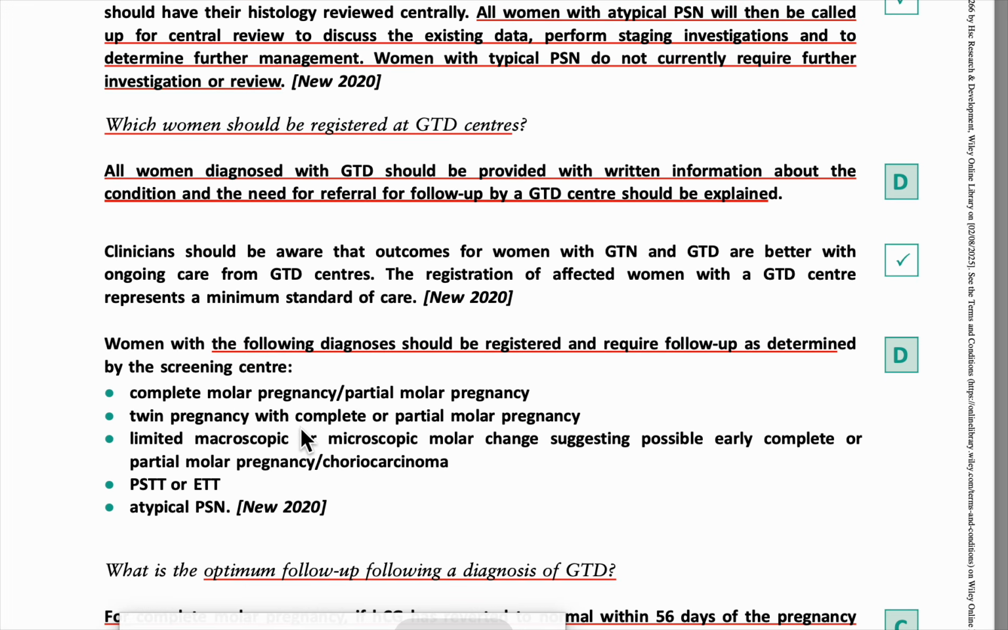There is a question. Sorry, we will go to management before, but first thing we have to say: after we diagnose that it is a molar pregnancy or GTN, which patients will we send for referral and registration to the GTN center?